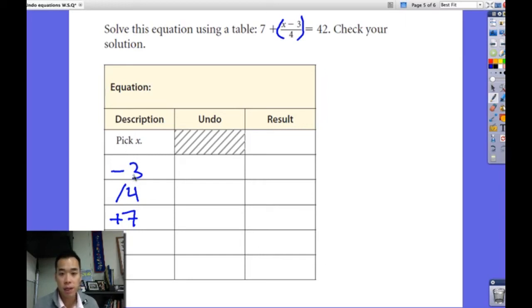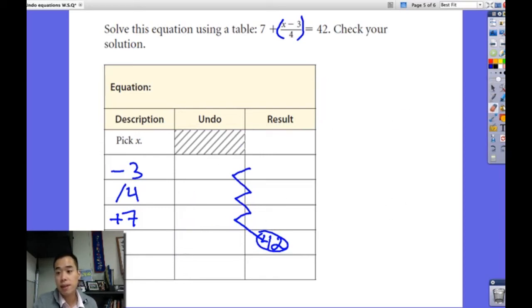I have x, I have negative 3, divided by 4, and positive 7. My result is going to be 42. The result is always what you get after you do some operation to it. And then from here, just like we did earlier, we're going to take the result they give me and just input, output, and make a little zigzag. So 42 plus 7, whoops, I skipped a step, didn't I?